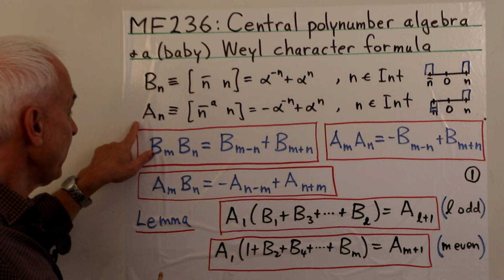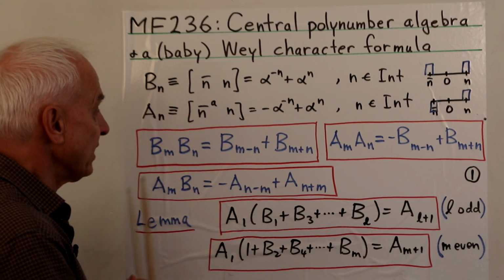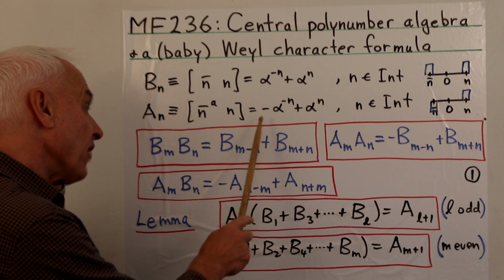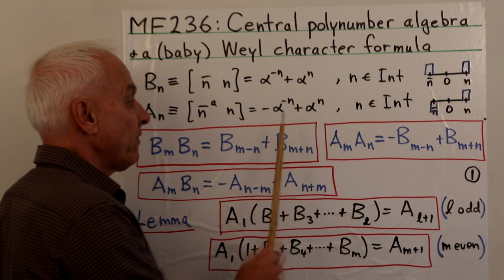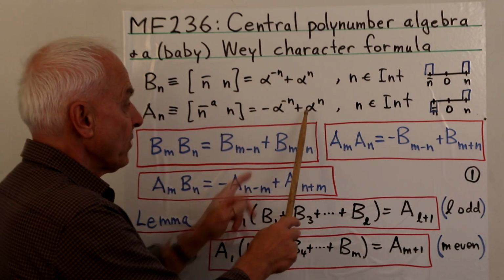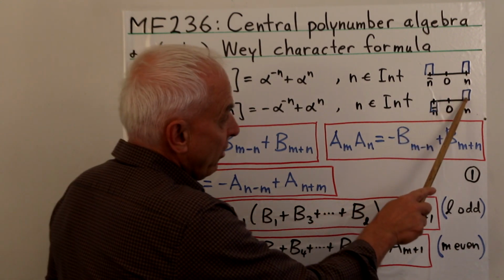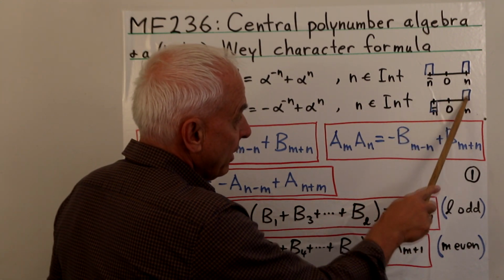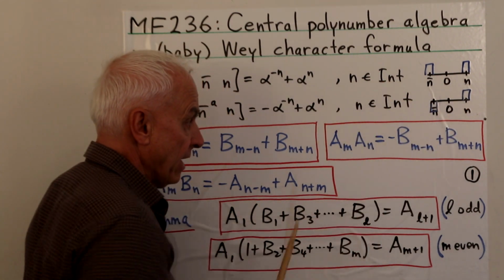And then the alternating one, very much like it, An, which represents the polynumber minus alpha to the minus n plus alpha to the n. So this one is anti-symmetric, this one is symmetric, or alternating. And we think of that as a pair of densities, but one a positive density and the other one a negative density at n and n bar.